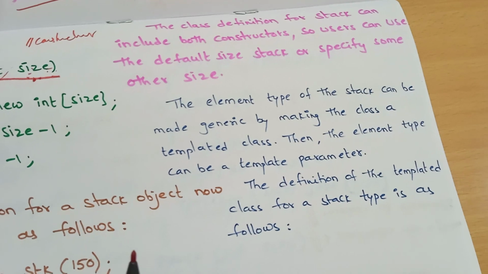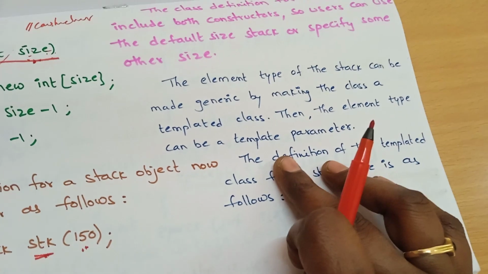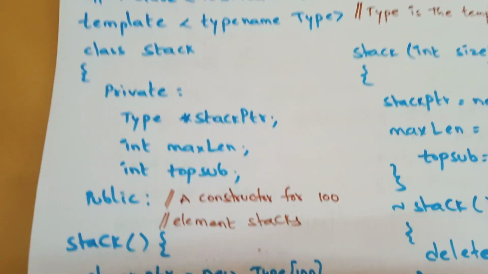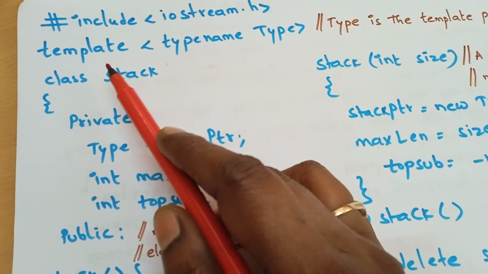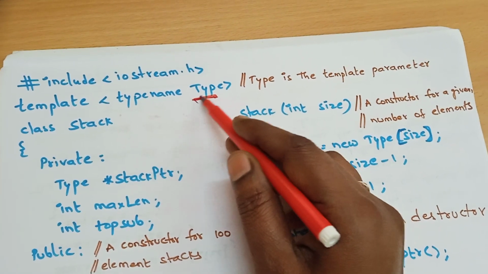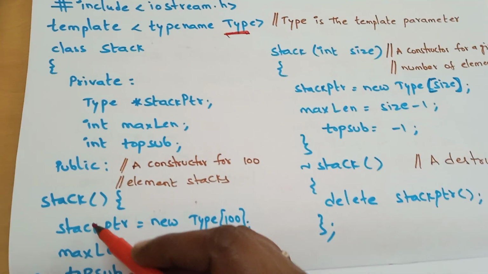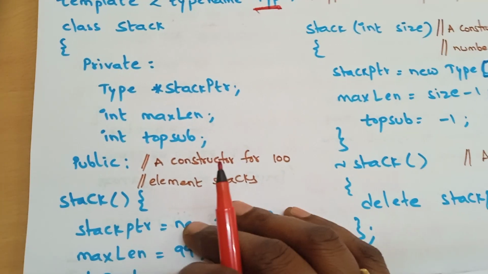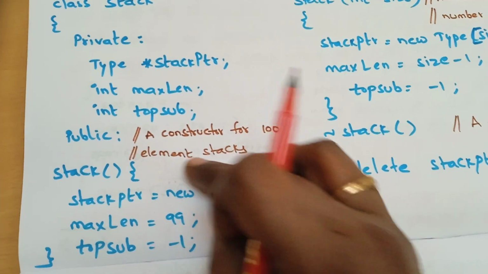So when the element type of the stack is made generic by making the class a template class, the element type can be a template parameter. I'll show you the example: parameterized ADT in C++. We'll be taking a template class, where the type is the template parameter, and a general class. I'll show you the difference. Here I'm not passing any size. Did you notice that I did not pass any, but it is still a parameterized ADT?